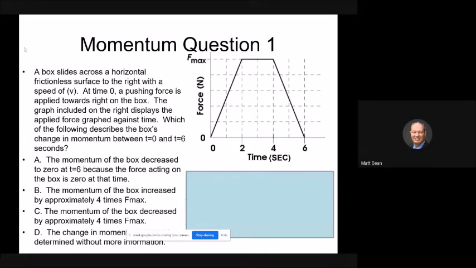So here we go. A box slides across a horizontal frictional surface. I'll tell you what, I want you guys to take about 30 seconds and try this question on your own, and then I'll actually go through and work it for you. So see what you can do with this question on your own.